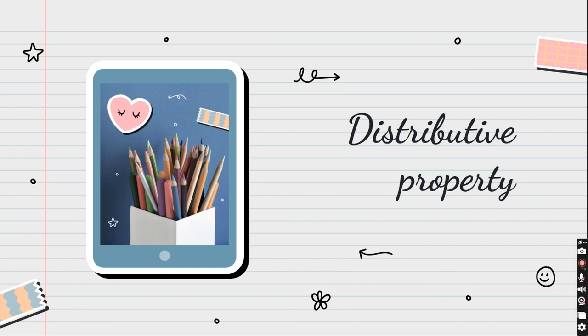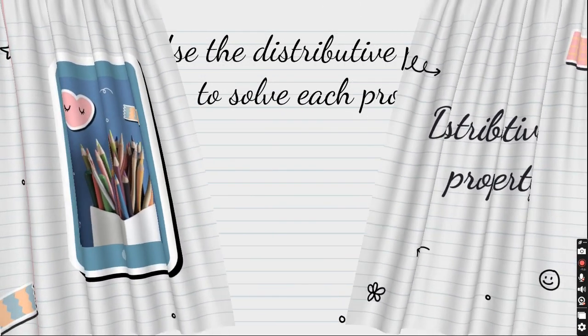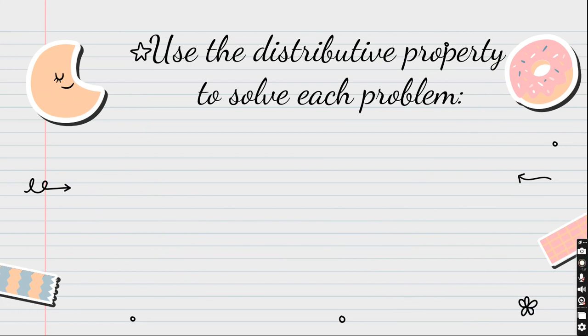And now I will talk about the distributive property in multiplication. So let's continue with me. Use the distributive property to solve each problem. Problem number 1, 6 times 324.